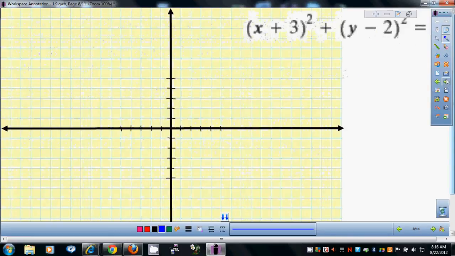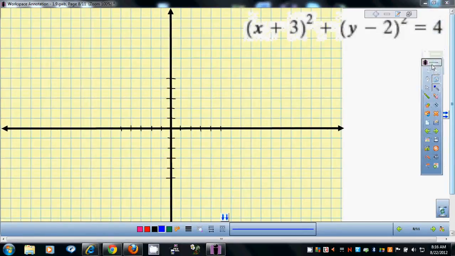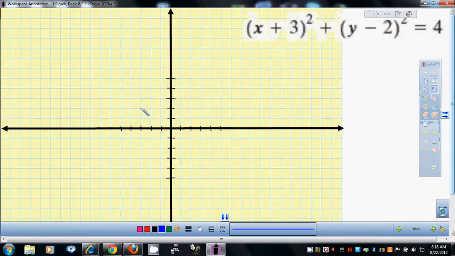Alrighty, here we go. Graphing circles. Well, what's the center of that circle? -3, 2. And the radius is, so just go out 2 in every direction. Connect your dots. Doesn't have to be perfect, obviously. And there you go.